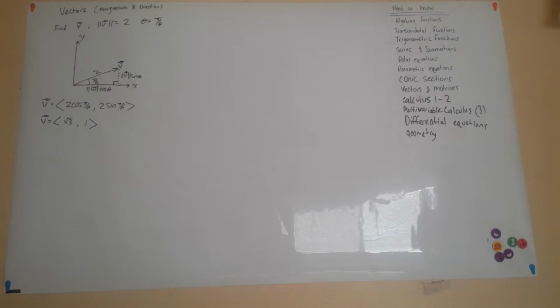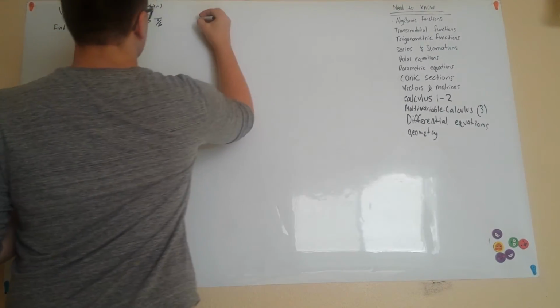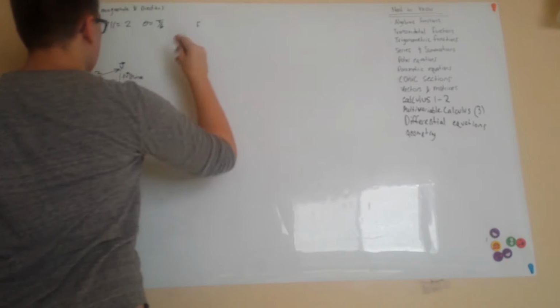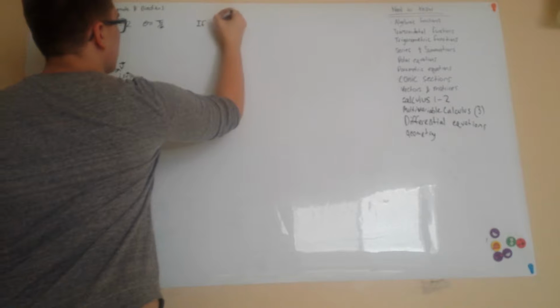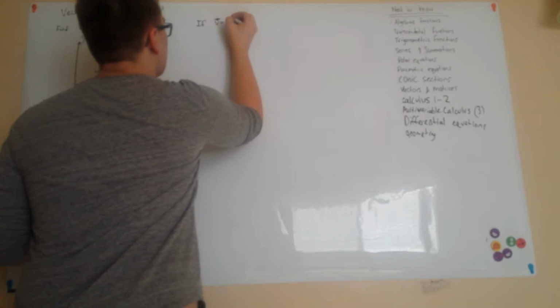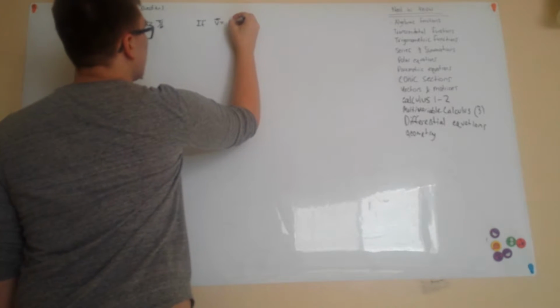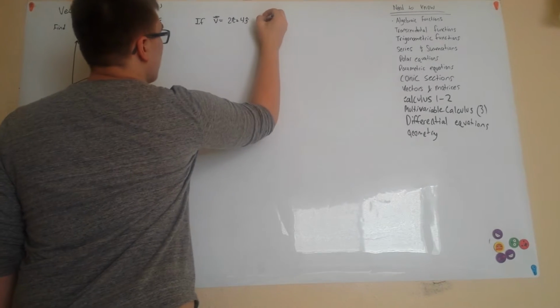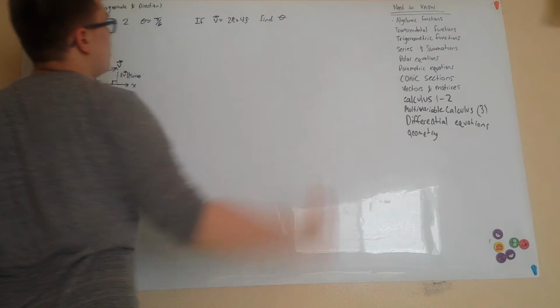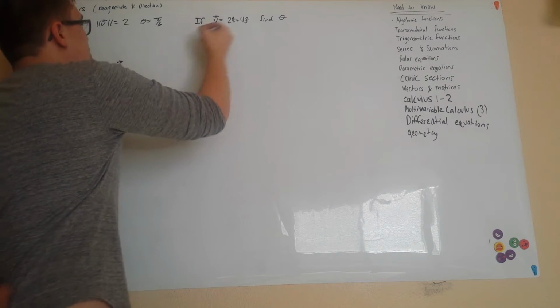Okay, so a vector v equals 2i plus 4j, find theta. So let's draw a picture.